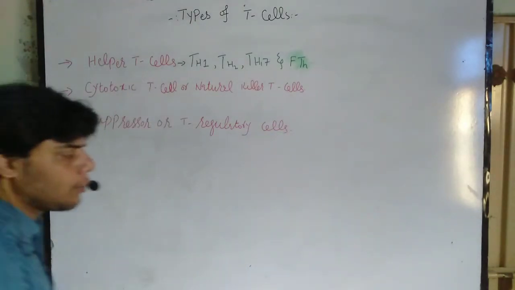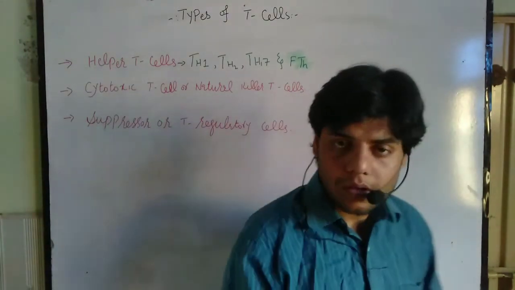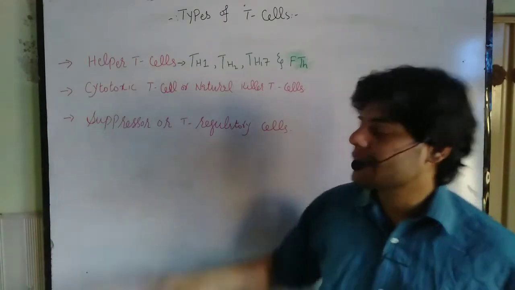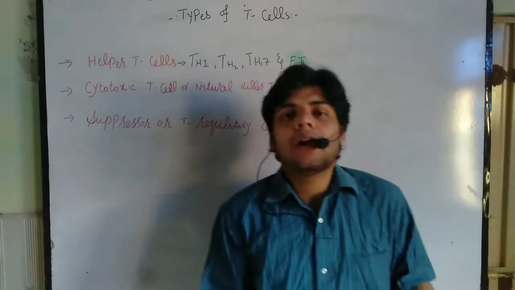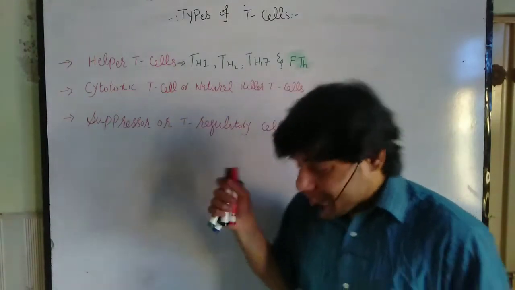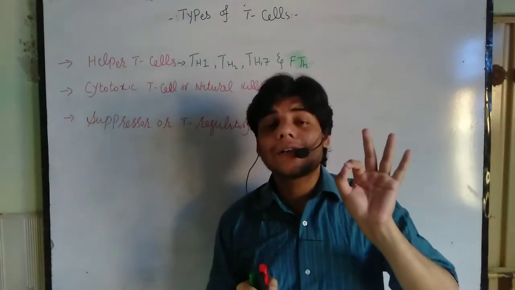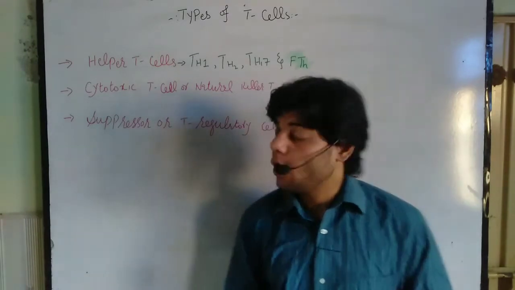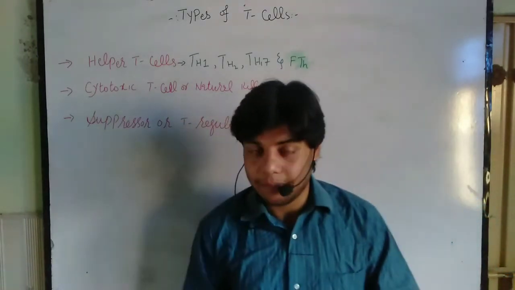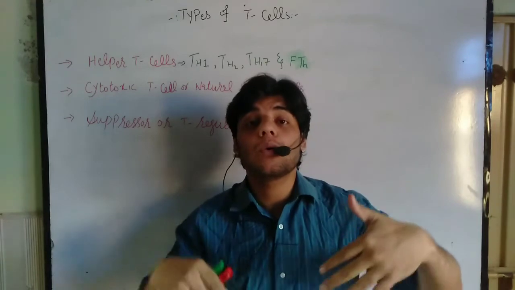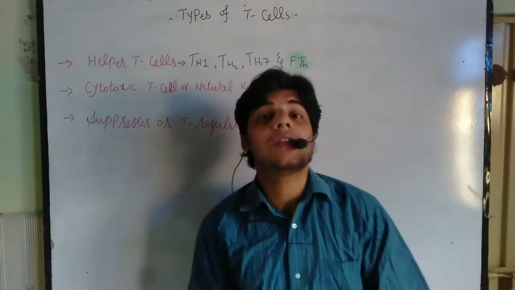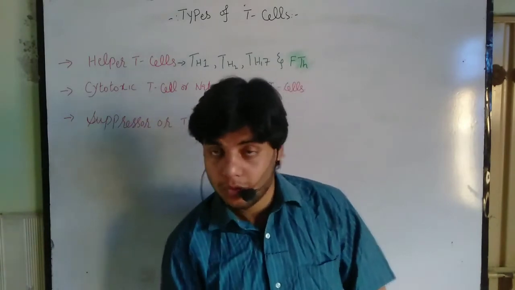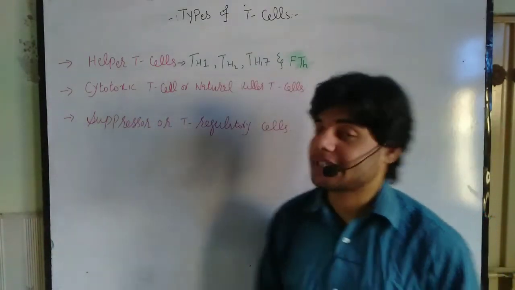Suppressor or T regulatory cells. Just imagine the name. Suppressor means to suppress something. Regulatory means to regulate something. As the name suggests, these are the type of T cell which are activated when there is hyperimmune cell activation, or when there is hypersensitivity, or when an autoimmune disease occurs. At that time the T regulatory cells get activated.